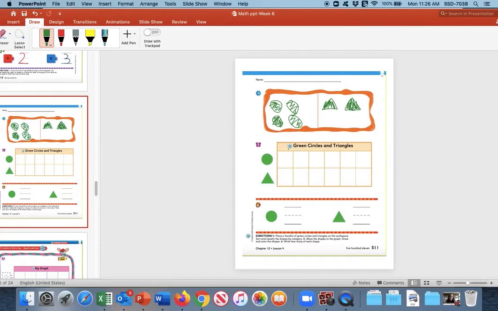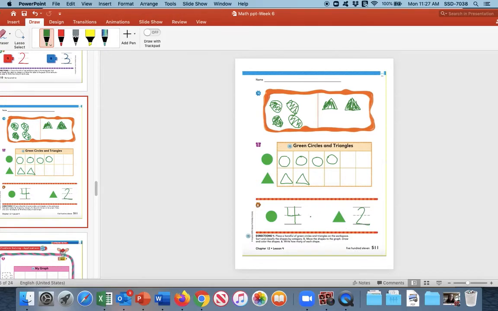And then down here, we have to put these shapes on our graph or in our graph. So we know that we have 4 circles. So let's go ahead and draw 4 circles. 1, 2, 3, and 4. Come down here and write 4 next to circles. And then we know we have 2 triangles. So we're going to draw 1, 2. And then come down here and write the number 2.